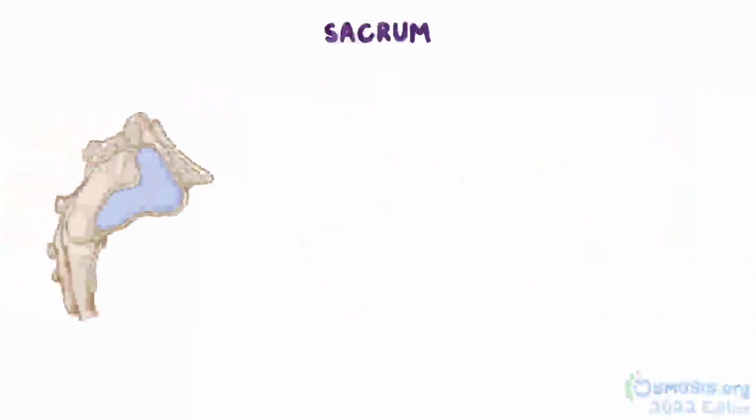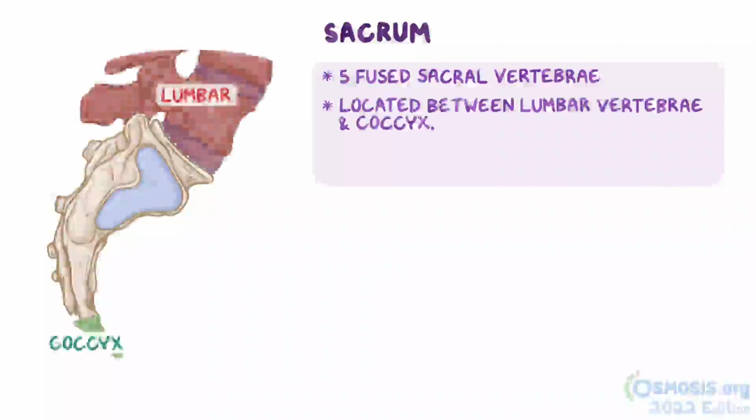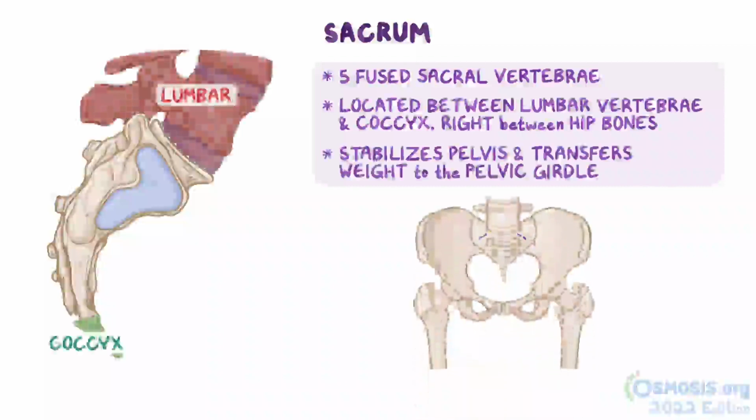All right, now let's look at the sacral region. The sacrum is a triangular bone made up of 5 fused sacral vertebrae in adults. It's located between the lumbar vertebrae and the coccyx in the vertebral column, right between the hip bones. It stabilizes the pelvis and transfers weight to the pelvic girdle.